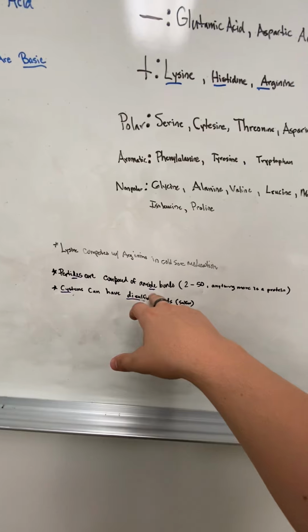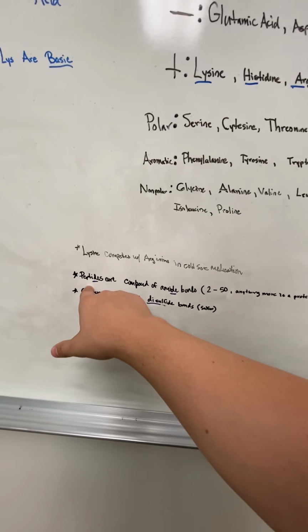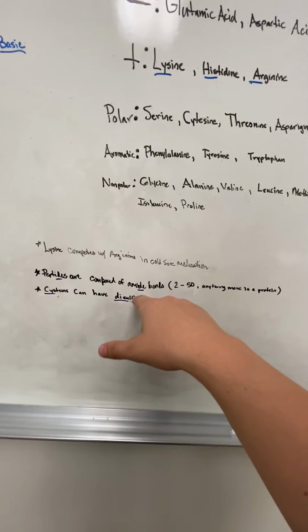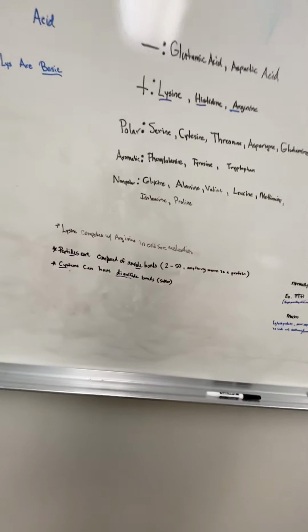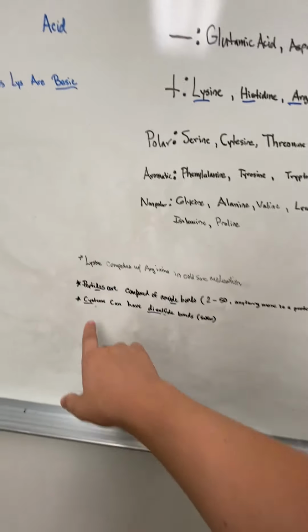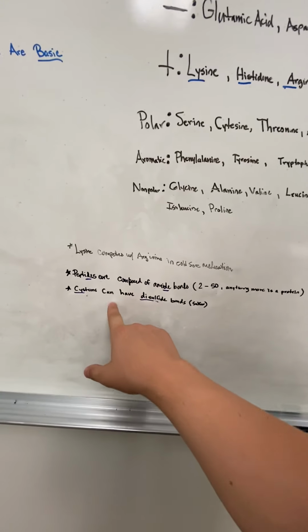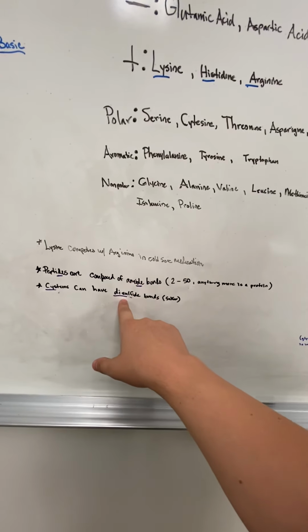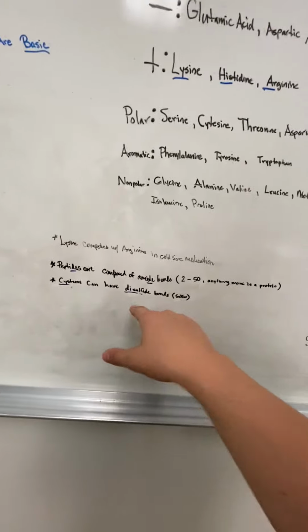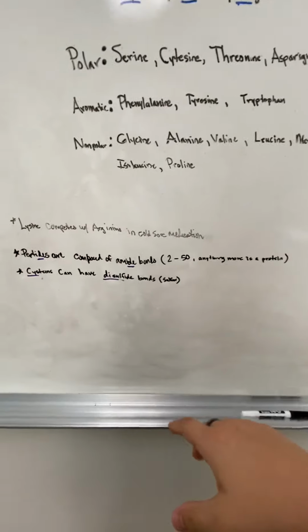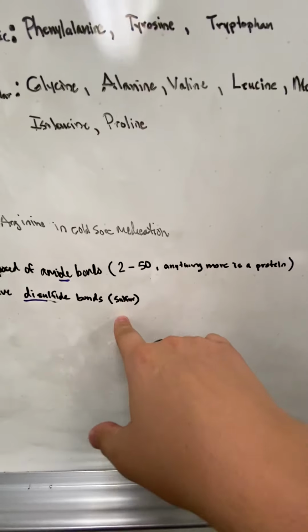Peptides are composed of amide bonds. So if you look at the "ides" and the "ide," that's how you can know which one it is. And then cysteines, so it kind of sounds like an S, can have a disulfide, so there's that S again. So cysteine and disulfide bonds. And of course, cysteine has sulfur in it. So that makes it easy.